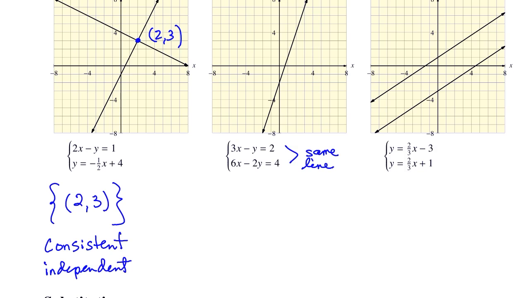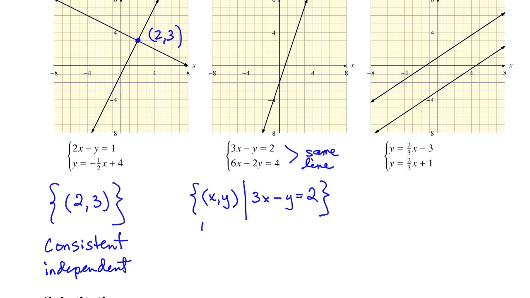So what would be an ordered pair where they intersect? Well, every ordered pair on that line is an ordered pair that's in the solution. So we're going to use set builder notation. And we're going to say that the solution is the set of points (x, y) such that, and then we just have to throw in one of these equations: 3x - y = 2. So any point that's on the line 3x - y = 2 is going to be a solution.